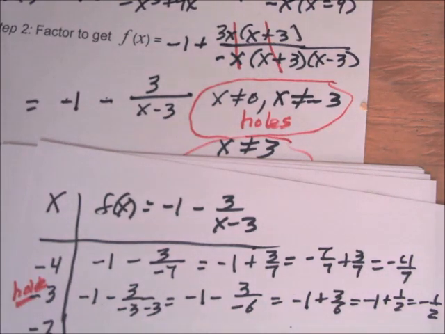And then x is -2. We have -1 minus 3 over -2 minus 3, -1 minus 3 over -5. -1 plus 3/5. That's going to be -2/5. Next is -1. -1 minus 3 over -1 minus 3, -1 minus 3 over -4. -1 plus 3/4, and that's going to be negative 1/4.